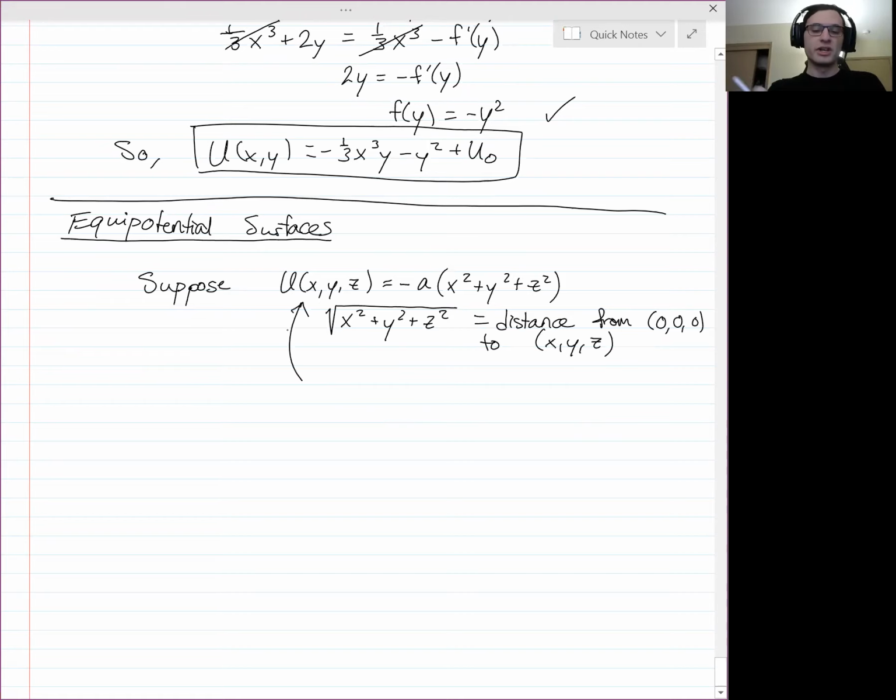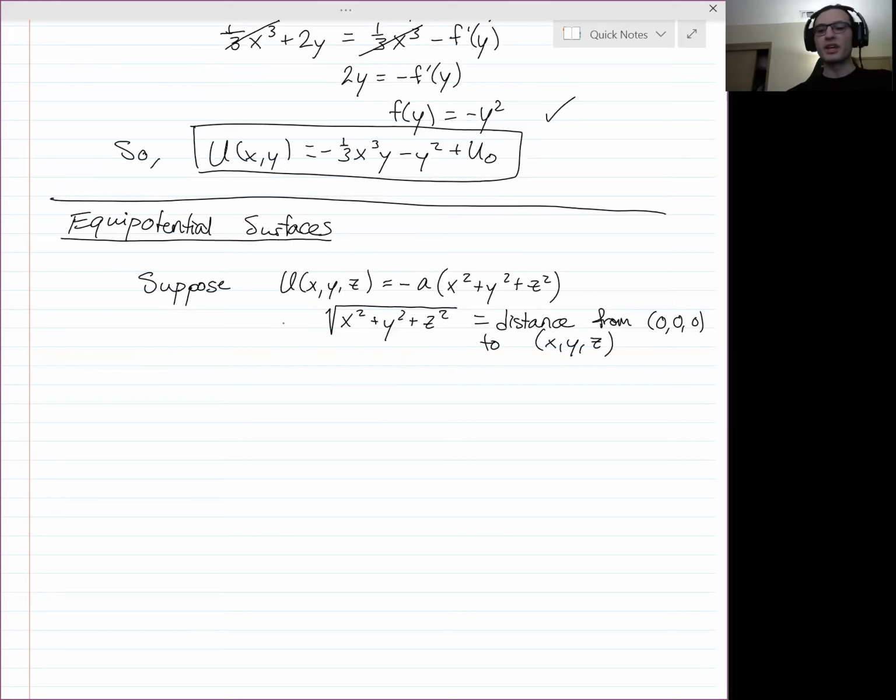So what does that mean? It means that points with equal potential energy, at any 2 points with equal potential energy under this potential energy function, have to be the same distance away from the origin. And so what is the shape that is formed when you take every point that's the same distance away from the origin? It's just a sphere.